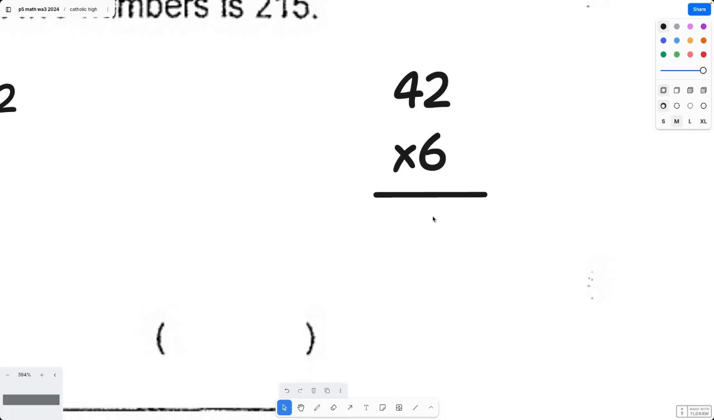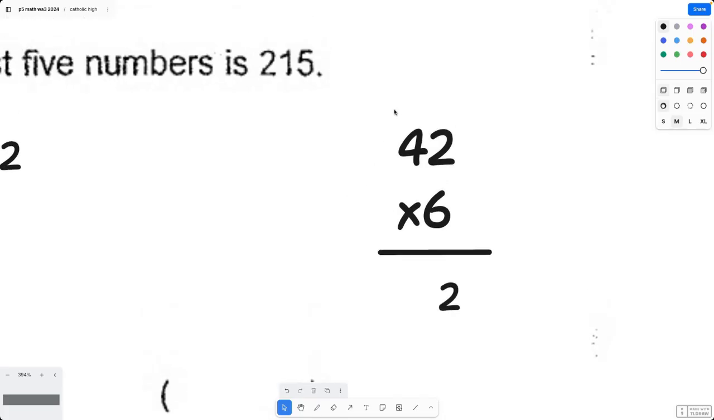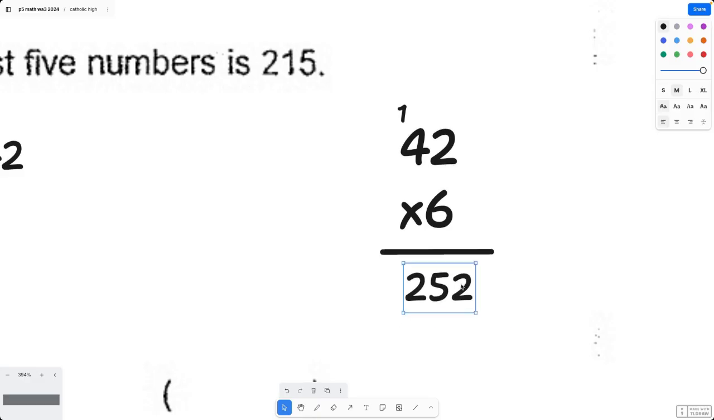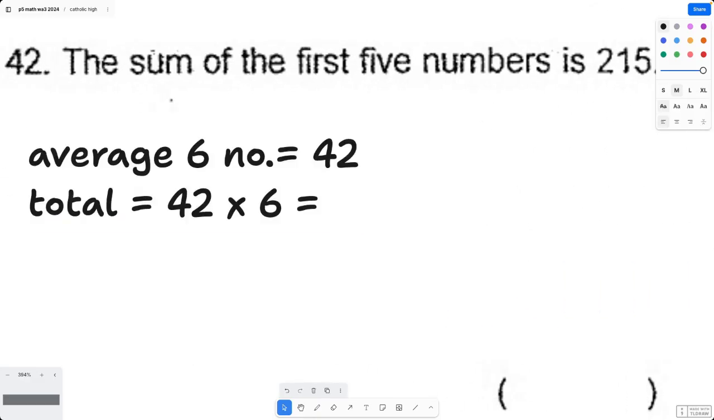So what is 2 times 6? 2 times 6 is 12. And then we're going to put a 1 here, at the top over here. Make it a little bit smaller. So 2 times 6 is 12. 4 times 6 is 24 plus 1. This will be 25. So 252. So the total over here is 252.